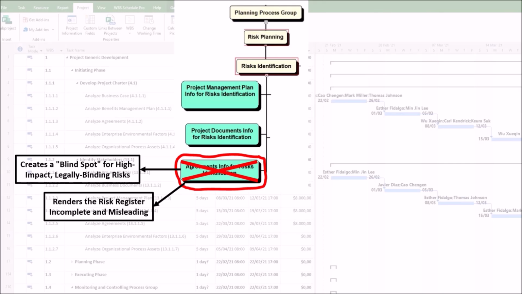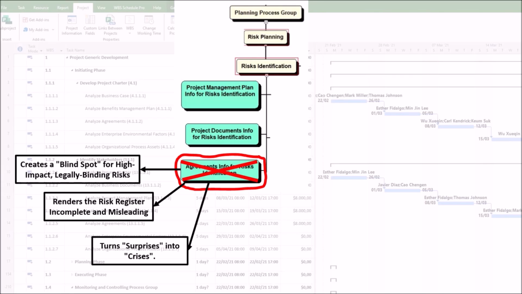Second, misallocation of resources. The team spends time and effort developing responses for low-priority internal risks while a catastrophic threat, a poorly understood vendor contract, hangs over the project completely unaddressed.